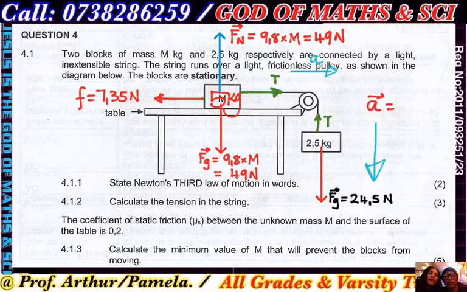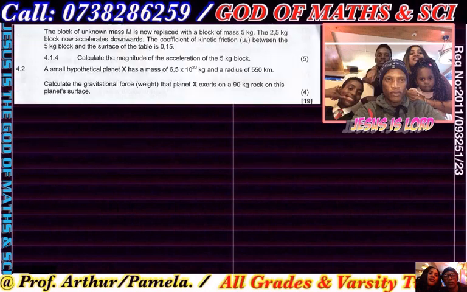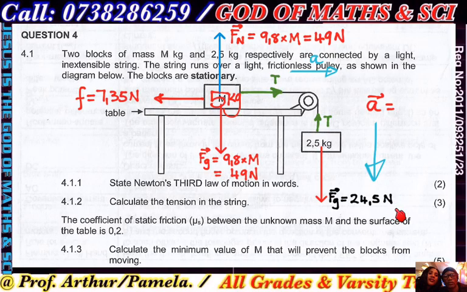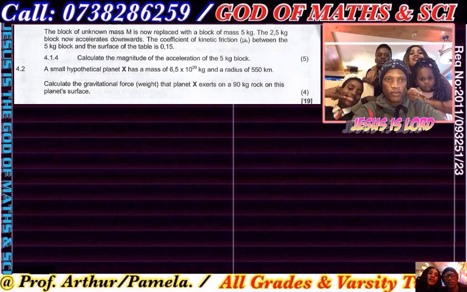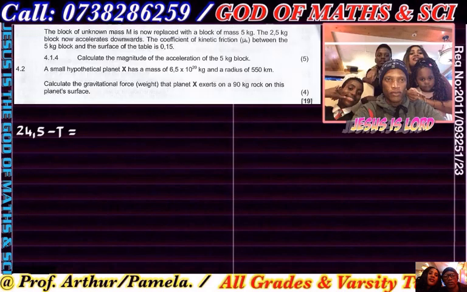Remember, we need to do for this one here. Now remember, the acceleration is no longer 0. We do the net force. So now the winning force is the downward. So 24,5 minus the T. Down minus up. So it's going to be 24,5 minus the tension equals the mass, which is 2,5, times acceleration. It's no longer 0 acceleration.